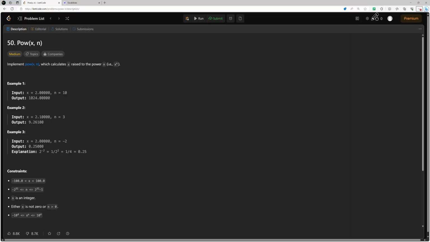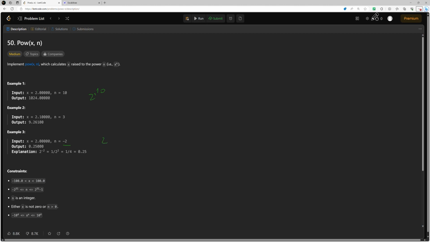Next problem is called Pow(x, n). Basically, we are implementing a function that will calculate x to the power of n. For example, in example 1, x is equal to 2, so we are calculating 2 to the 10, which is 1024, and so on for the rest of the numbers. The third example is the negative power, which we can also have.